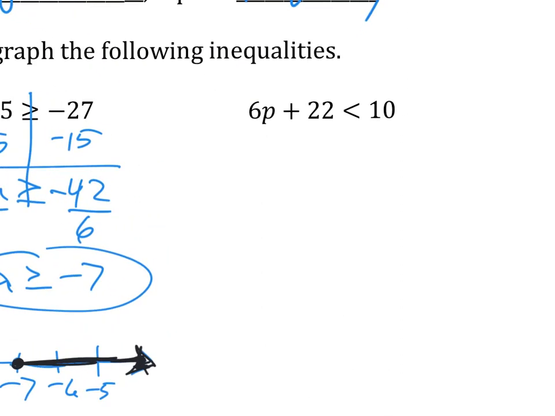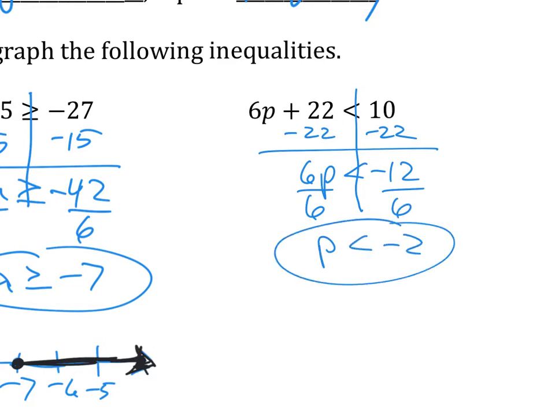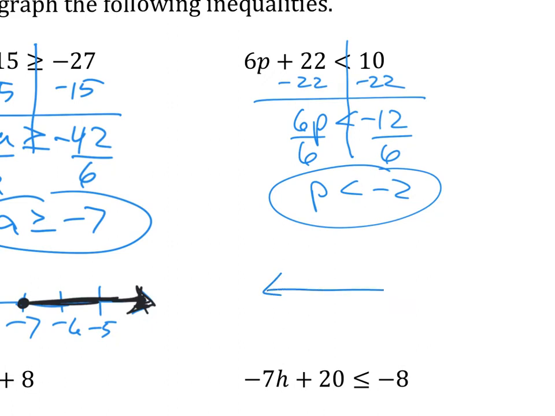Here we have 6p plus 22 is less than 10. We're still going to subtract 22 first, and we'll end up with 6p is less than 10 minus 22, which is negative 12. Divide by 6 on both sides. p is less than negative 2, and that's where we are. Okay, and if we wanted to graph it, we could do so.